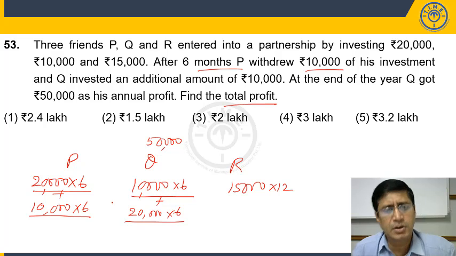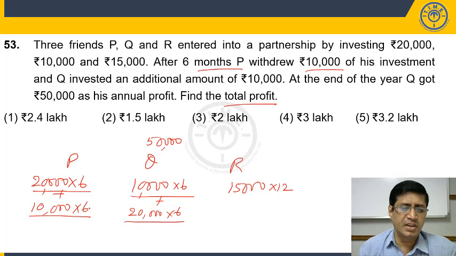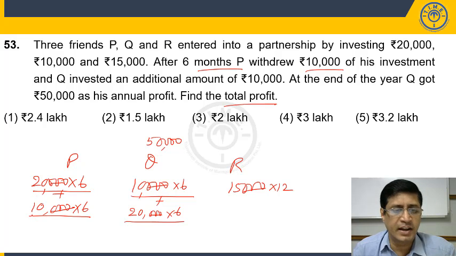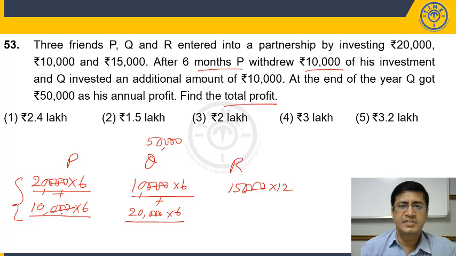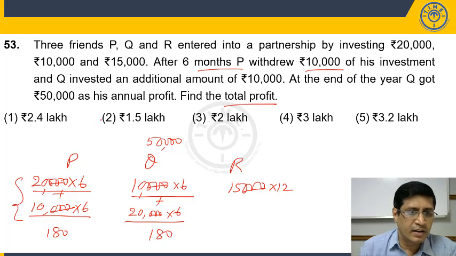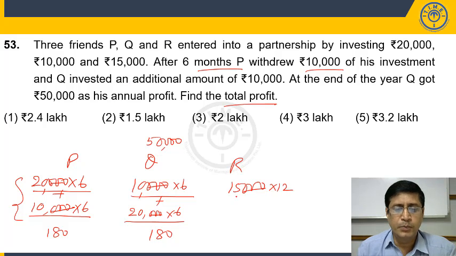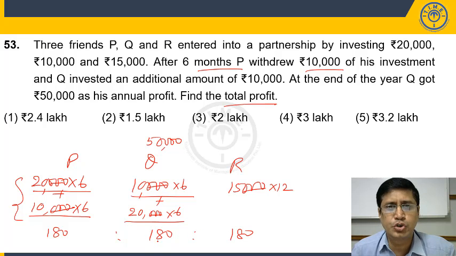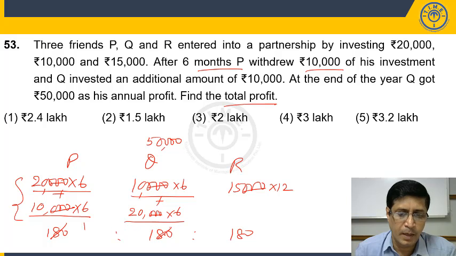First of all, find out the profit sharing ratio. If you observe this carefully, here we can cancel all the 3 zeros in all the 5 parts. Then what is next here? 6 into 20, 120, 6 into 10, that is 60. 120 plus 60, 180. Here 60 plus 120, it is also 180. And 12 into 15, it is 180. So what is the ratio? It is 1:1:1.